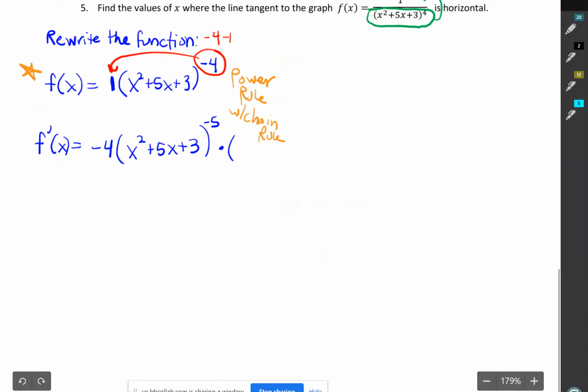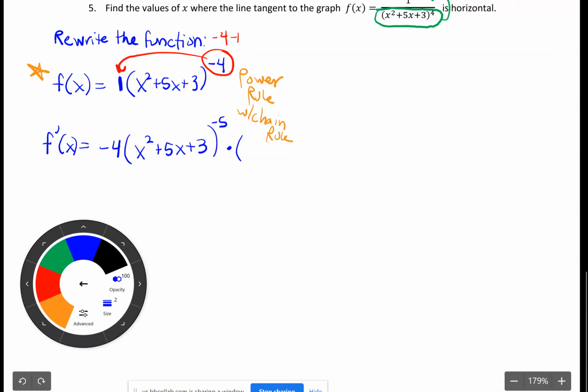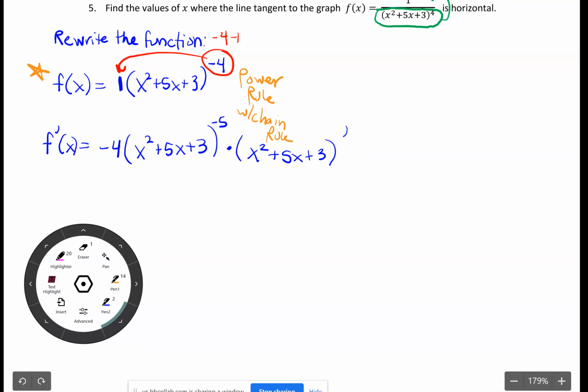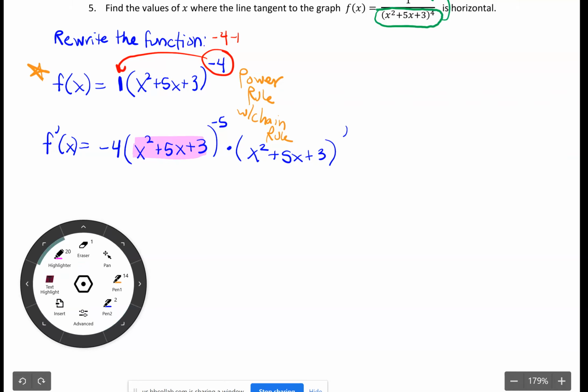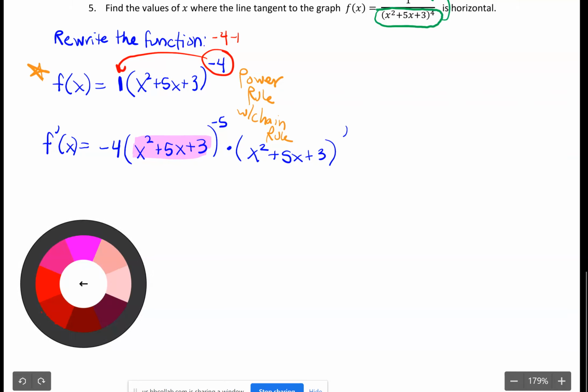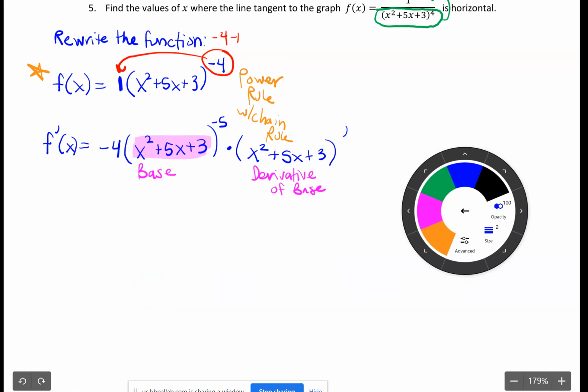Okay. So power rule with chain rule. So here's the chain rule part. The chain rule is where you tack on the derivative of the base. So this is my base, and I need to find the derivative of the base. Right here, this is my base. And then I'm going to tack on the derivative of the base. Okay, so let's go ahead and do that. Let's clean that up.